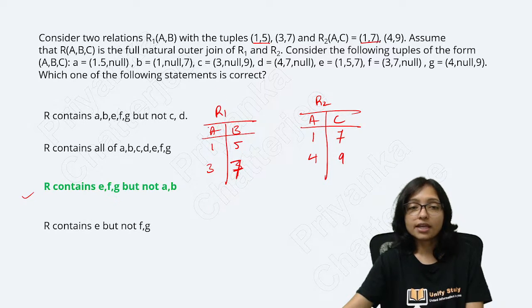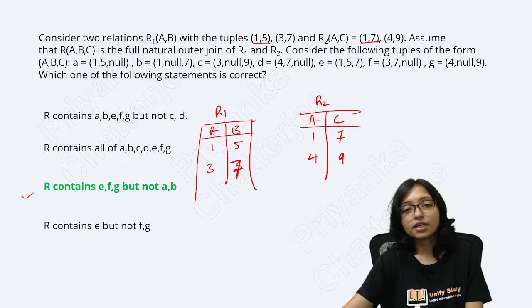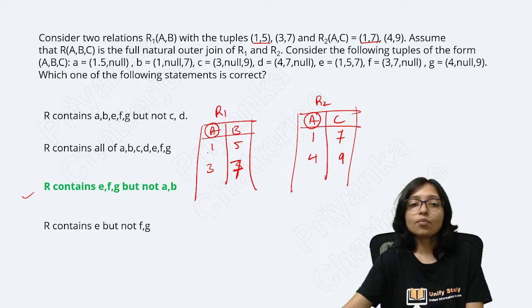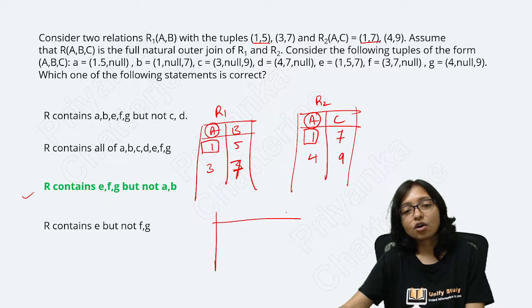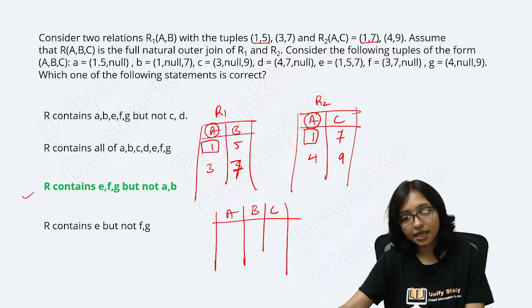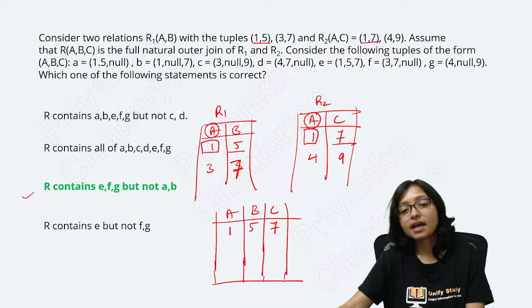At the time of joining, it is a natural join. Natural join always takes the common attribute. A is the common attribute here. So what is common? 1 is common between them. So first it will take the common values and create a new table like this, ABC. The common value is 1. That's why this row it will generate, 1, 5 and 7. After that there is no common. It is the natural join.